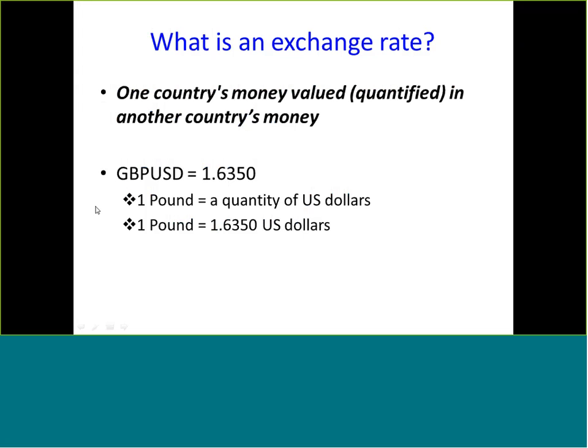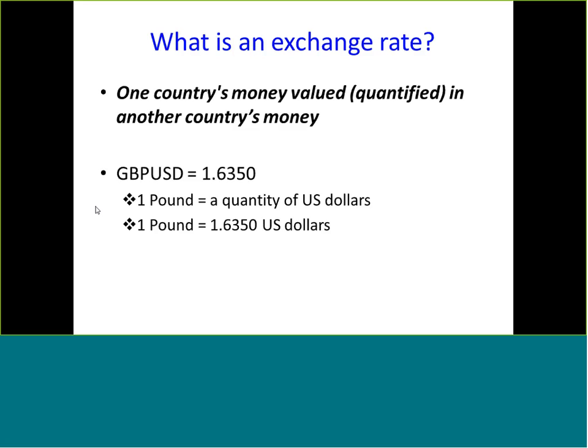So what is an exchange rate? We probably want to know what this thing is. A simple definition of an exchange rate is simply one country's money. You in the UK, you're talking about the pound. Over here, we're talking about the US dollar. In Europe, you're talking about the euro. In Australia, you're talking about the Aussie. In Switzerland, you're talking about the Swiss franc. One country's money valued or quantified in terms of another country's money.